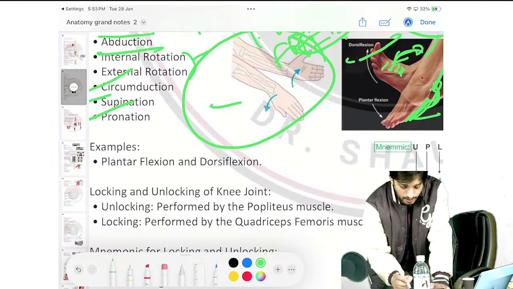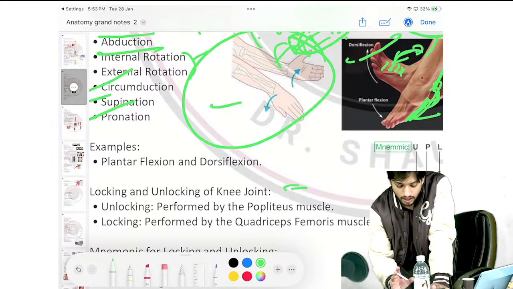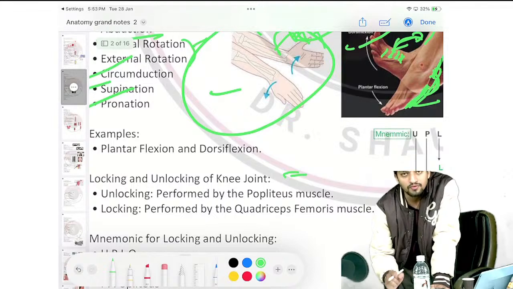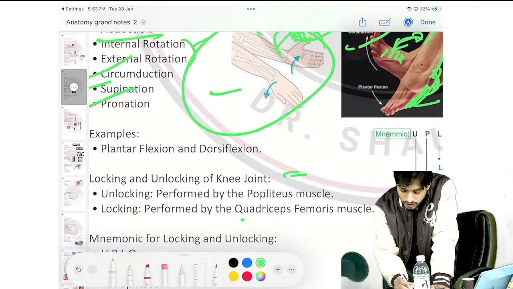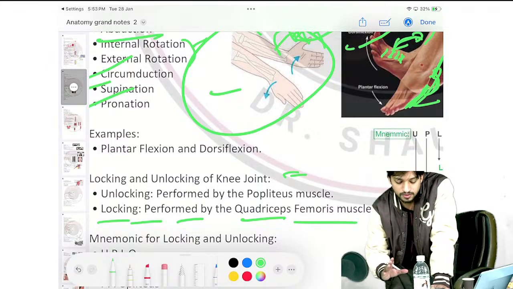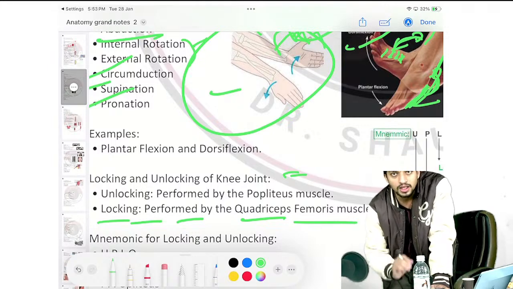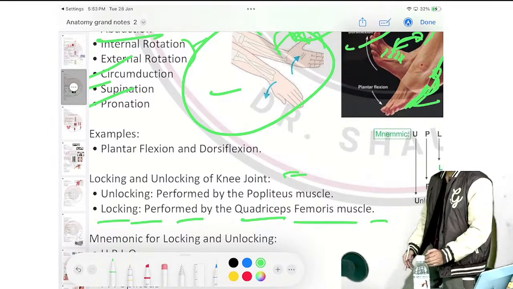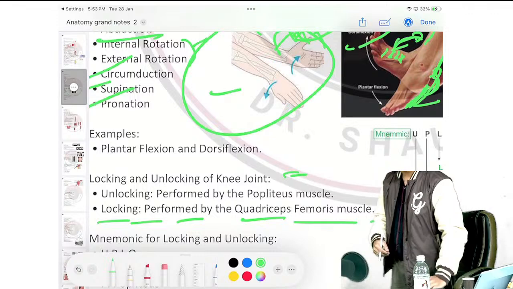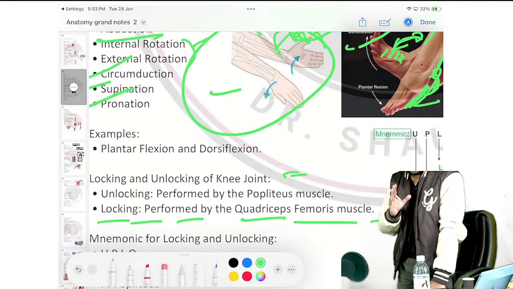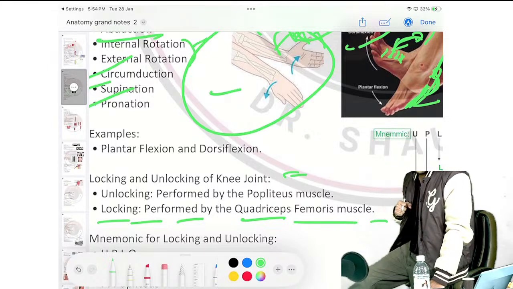Now, in the knee joint, there is a locking and unlocking movement. Whenever locking happens, what will happen? Tell me. It will be performed by a group of muscles called the quadriceps femoris muscle. Locking is performed by the quadriceps femoris muscle. Right? What is locking? Locking is this movement when you are extending your knee. Simply, just like a kicking motion. This is why it is not only called locking, but also described as kicking.